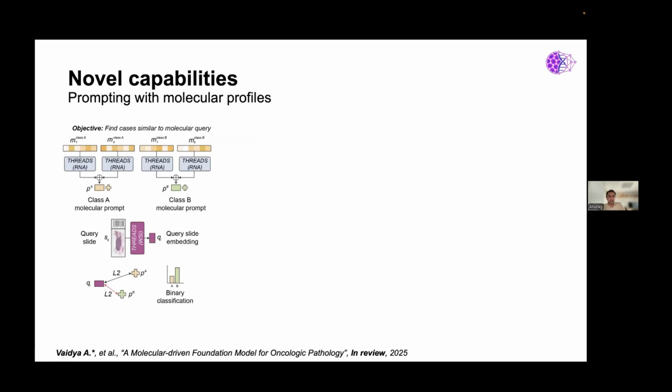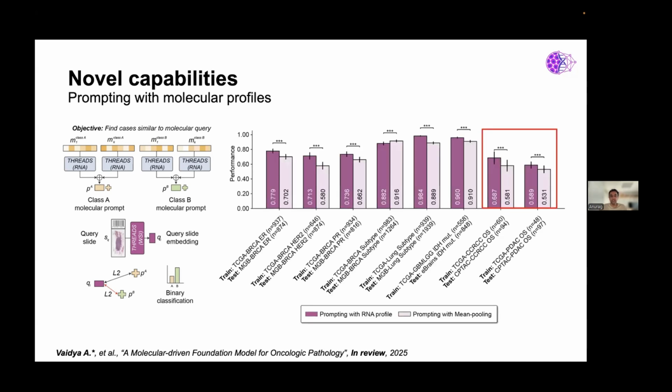And then finally, I wanted to mention a novel capability that we have unlocked with Threads. And this is inspired by the language prompting, which is very common and popular these days. But now what we can do with Threads is molecular prompting. So you can create molecular prompts using any data set that you may have. And then you can ask Threads to find the whole slide image representation that is the closest to this molecular prompt. We tried this with multiple different data sets.